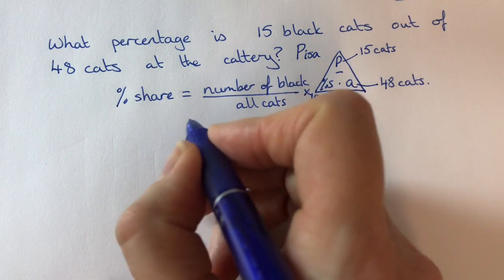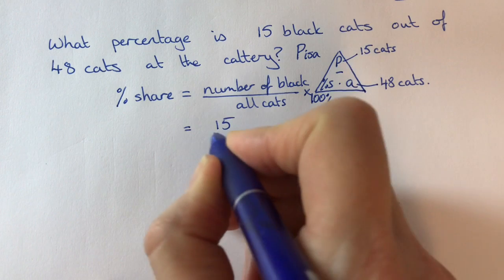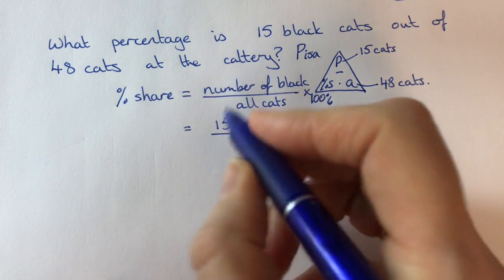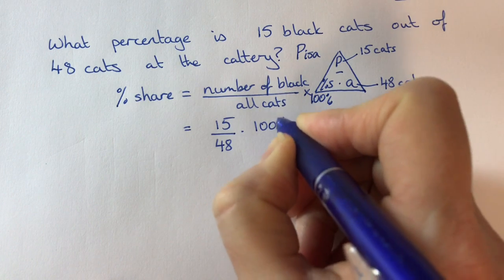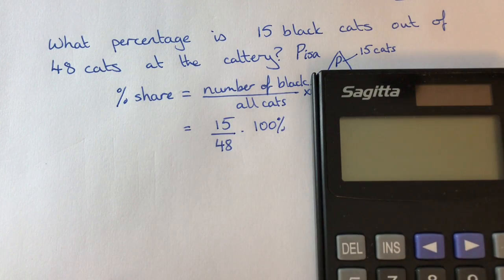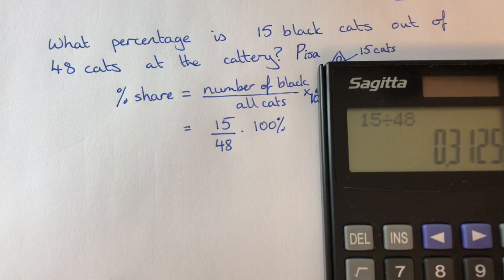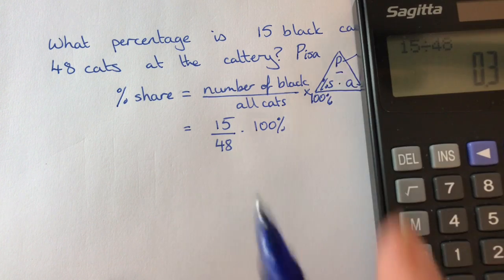Sorry, a little bit squeezed for space there, but let's just do it then. So we have 15 divided by 48 cats in total times 100%. Not very nice numbers again, so again we will use our calculator. So we have 15 divided by 48. It's 0.3125. To multiply it by 100, we must move the decimal point 2 places, so we get 31.25%.